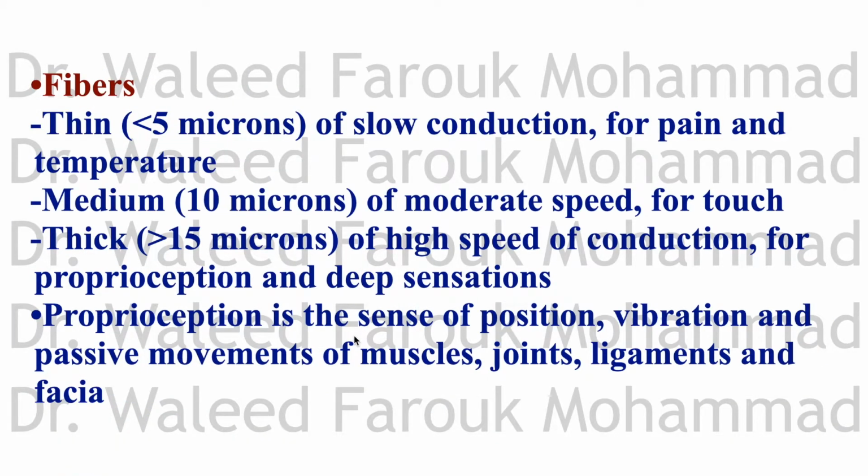Fibers of the spinal cord vary. Thin fibers, below 5 microns, have slow conduction, like those for pain and temperature. Medium fibers, 10 microns, have moderate speed, for touch, for example. Thick fibers are faster, with high speed of conduction, for proprioception and deep sensations. Proprioception, we talked about it before. It's the sense of position, vibration, and passive movements of muscles, joints, ligaments, and fascia.